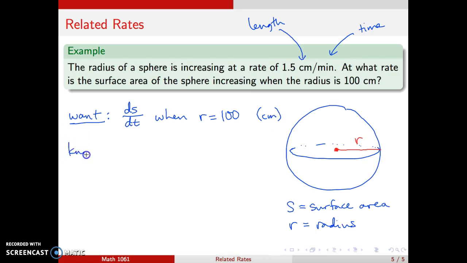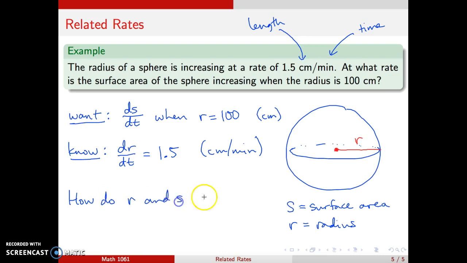And I know that the radius is changing at a rate of 1.5 centimeters per minute. It's increasing, so it's positive 1.5. So I've got dR/dt equals 1.5. What else do I know? I guess that's about it. So how do R and S relate? That's my question.